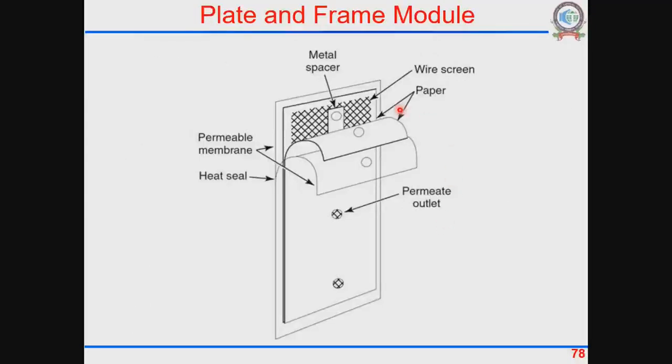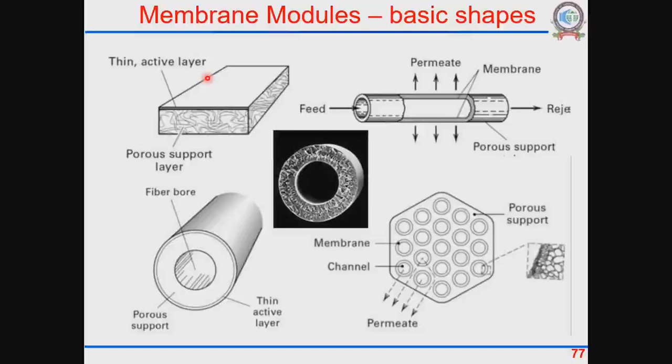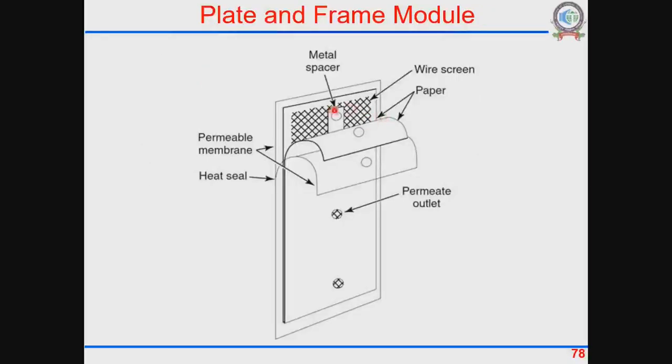You can also think about this basic shape trying to put into a plate and frame kind of module. So imagine your plate and frame filter that you studied in your undergraduate course. It is very much similar to that. Or a plate heat exchanger that you had seen in heat transfer. It is very similar to that. So there is a permeable membrane, there is a support, and then feed would go on either side, and the permeate would come in and then go out through one of these tubes.